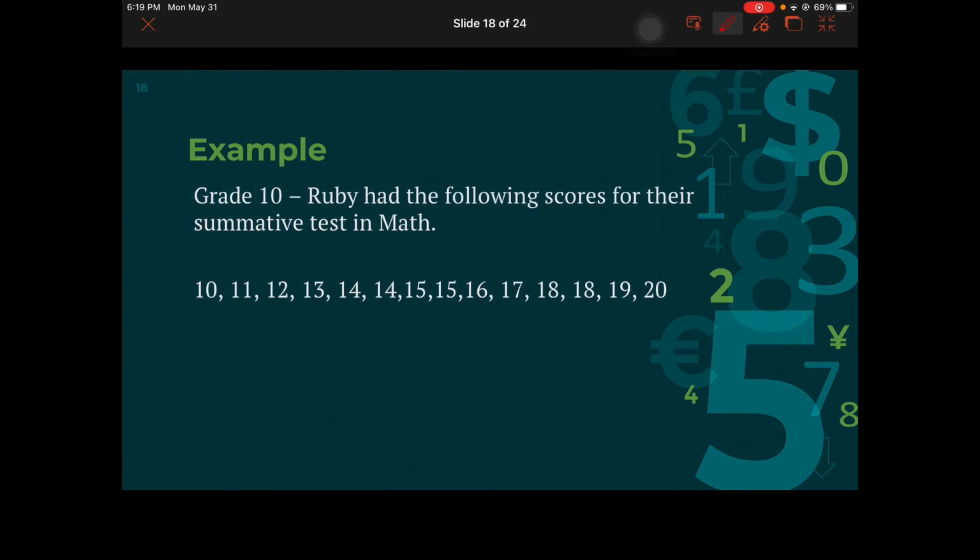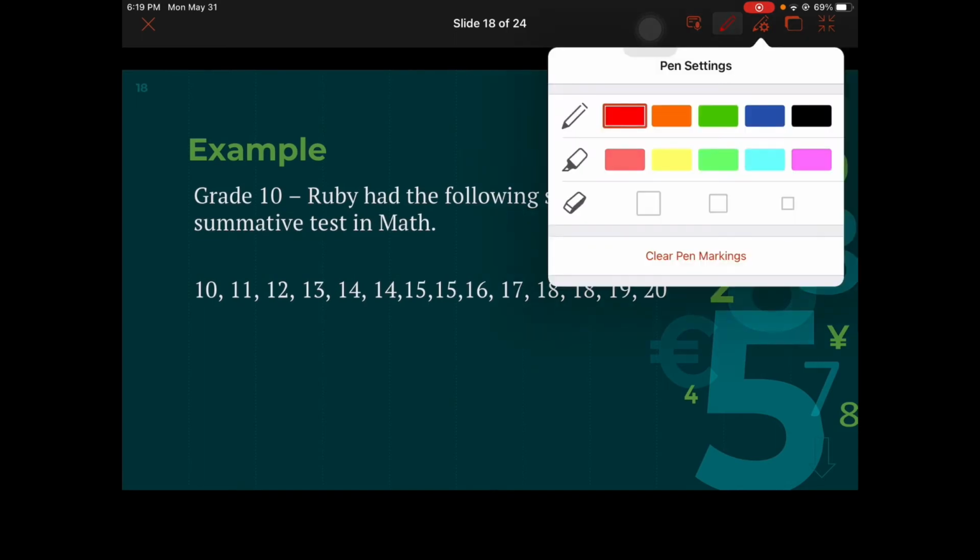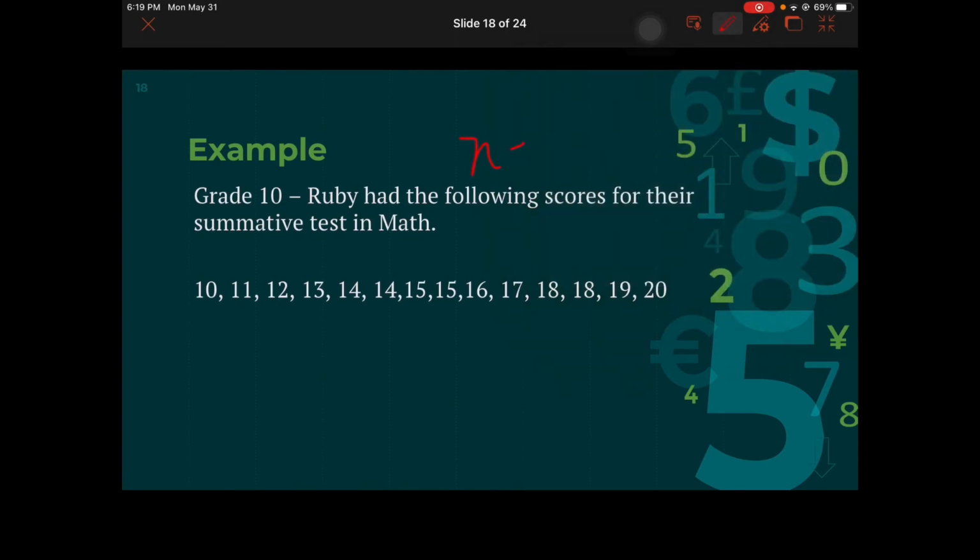Alright, so let's look at our last example for the day. So, grade 10 Ruby had the following scores for their summative test in math. So, ito, as you can see, naka-arrange na siya from smallest score to biggest score. So, anong gagawin natin dito? Siyempre, unahin muna natin ang n. Ilan ang ating n? So, we have 1, 2, 3, 4, 5, 6, 7, 8, 9, 10, 11, 12, 13, 14. Our n is 14. Okay, tandaan.